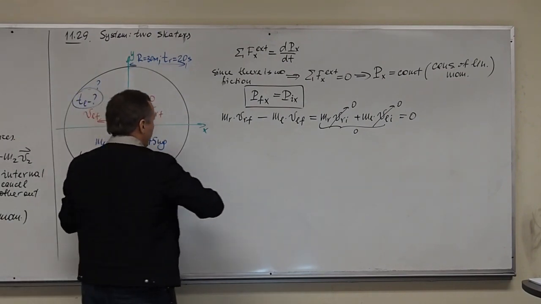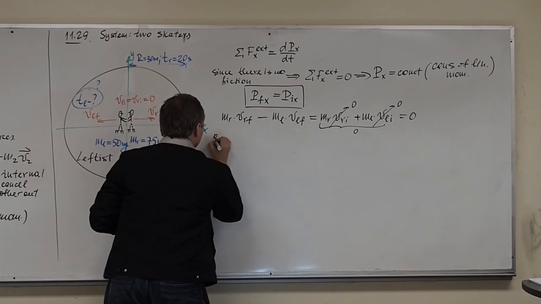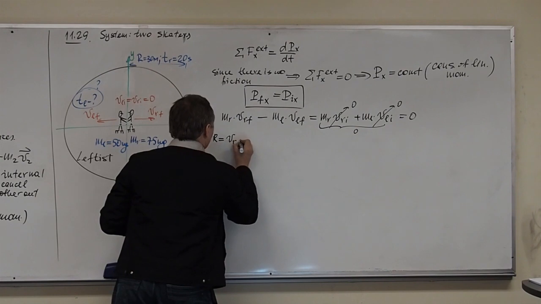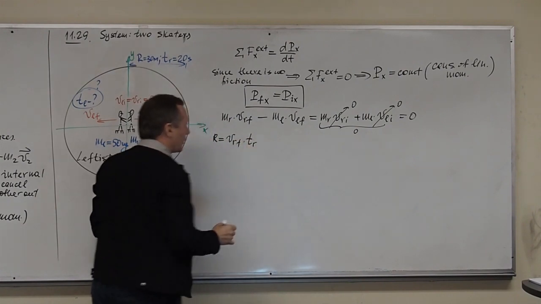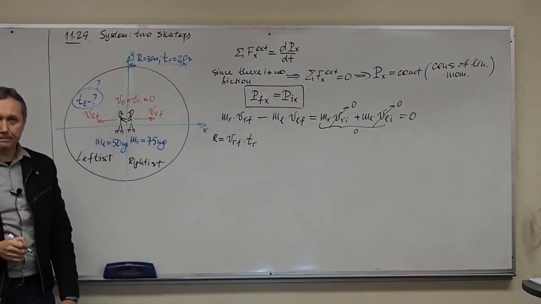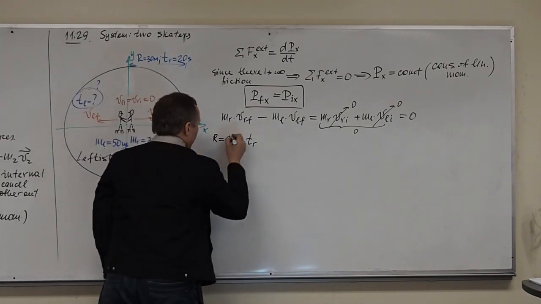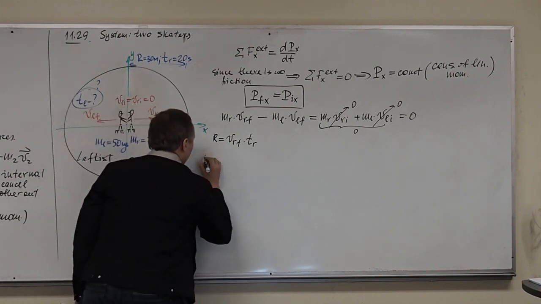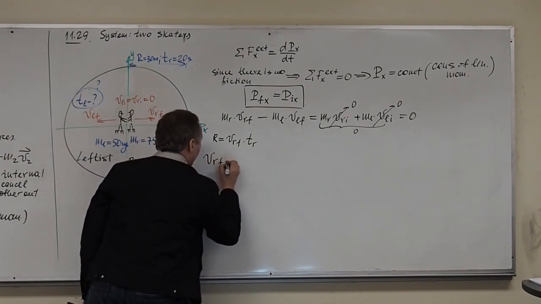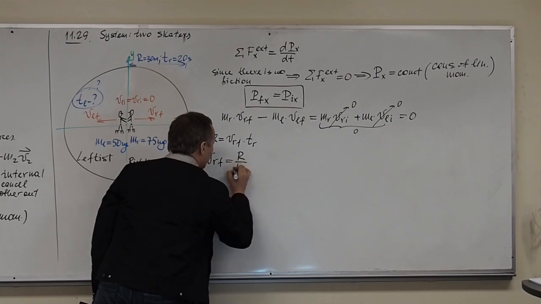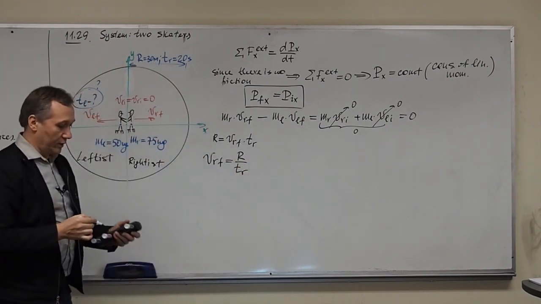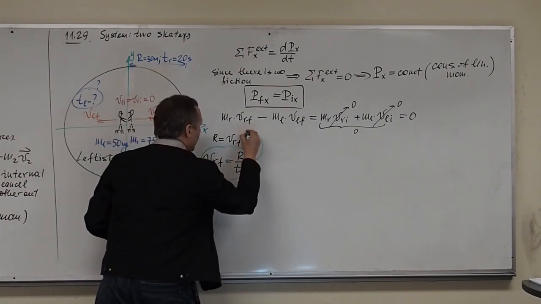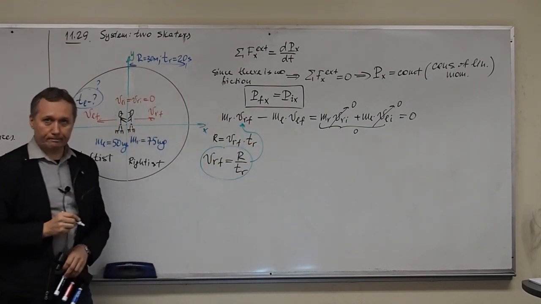So we can easily write R equals VR final times the travel time of the right person. Of course, we need to get velocity in order to plug it into our equation. So let's write VR final equals R divided by the travel time of the right person. So we can take this and plug it in our equation.